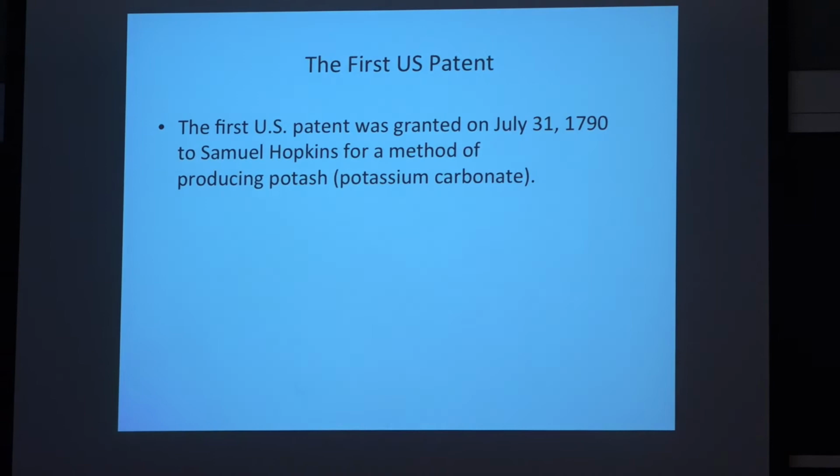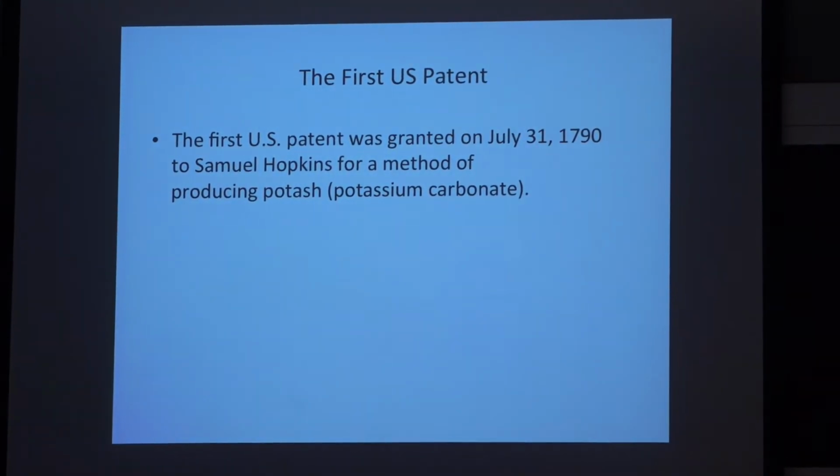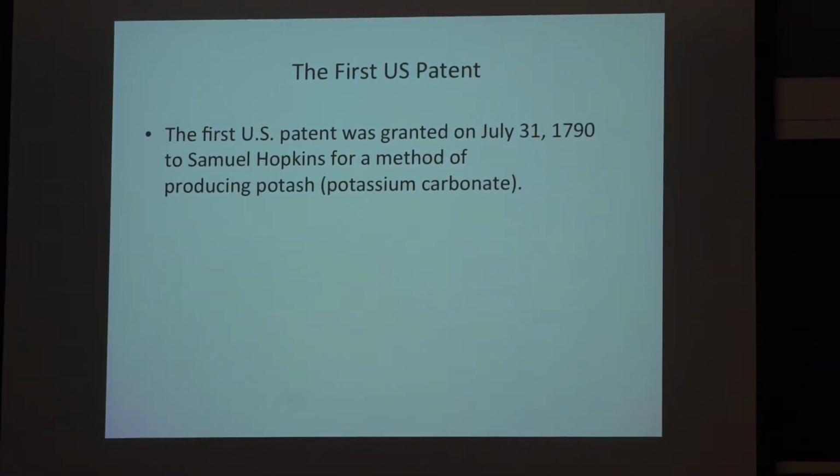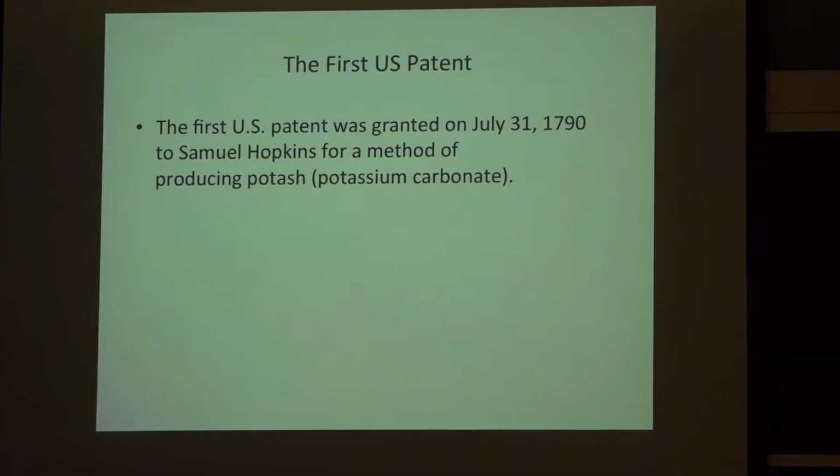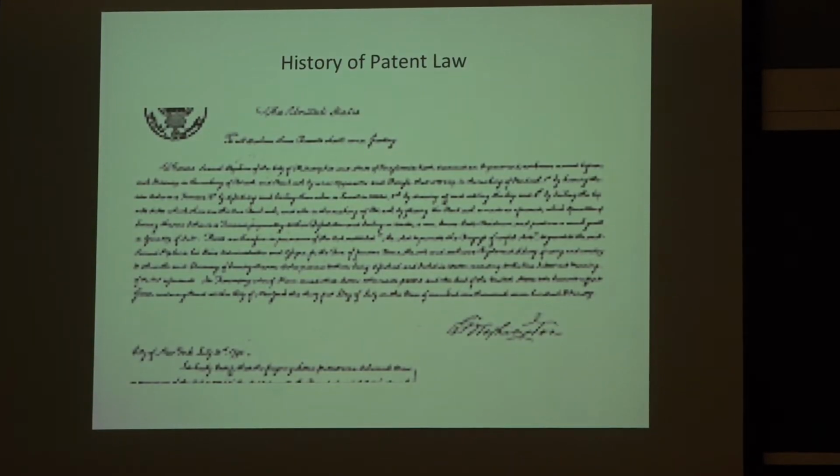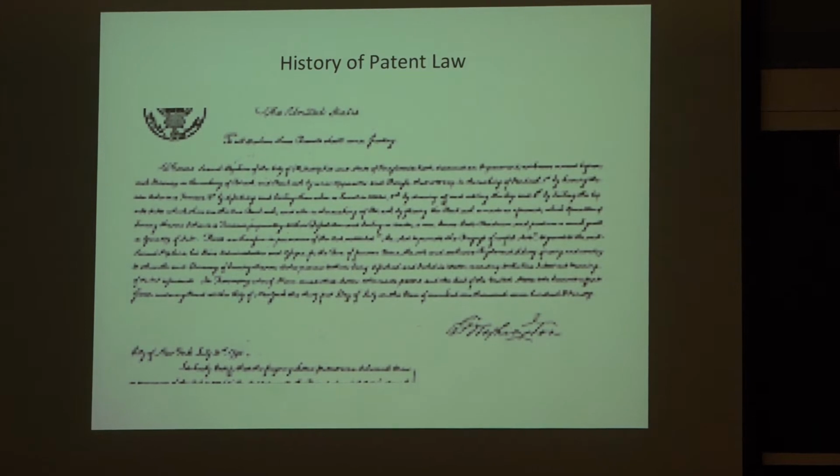The first patent in the United States under the patent law was granted to Samuel Hopkins for a process for producing potassium carbonate. And that's the actual patent.